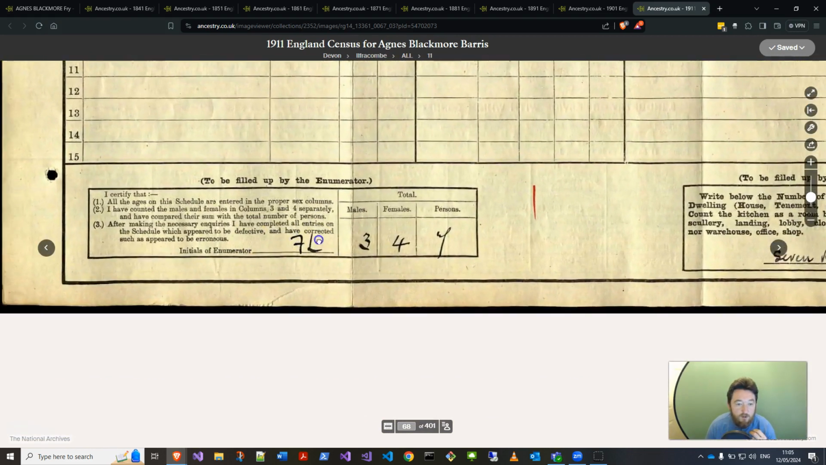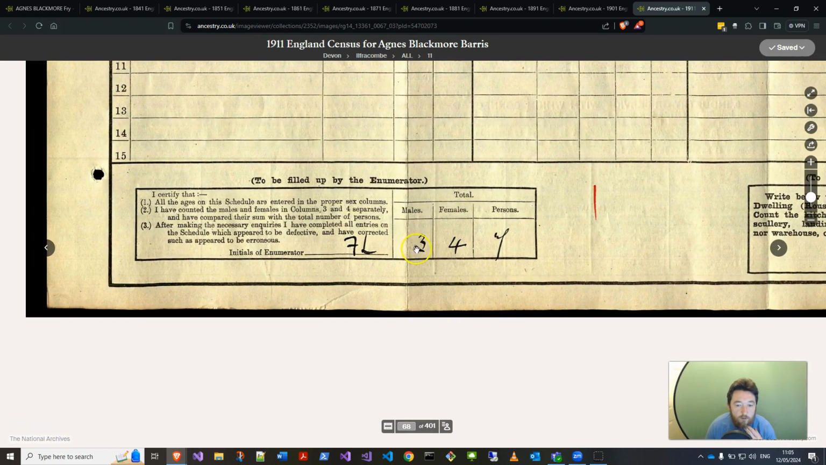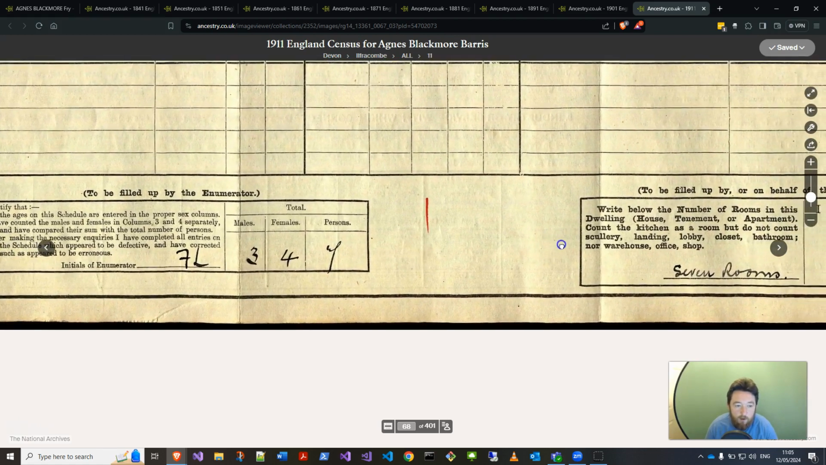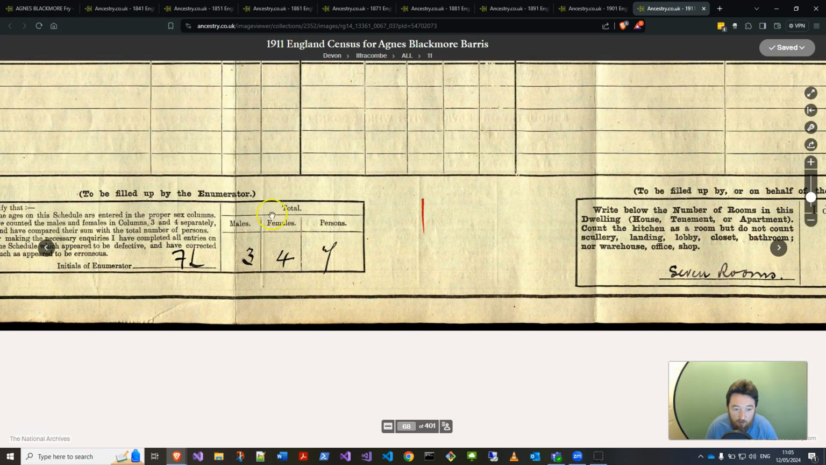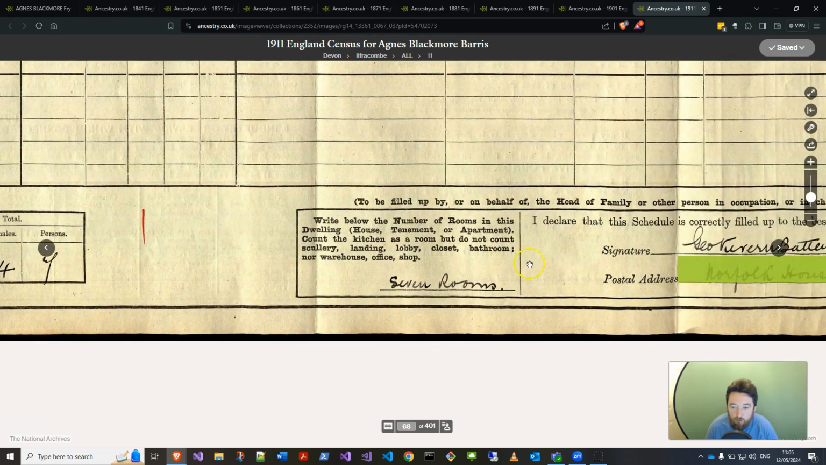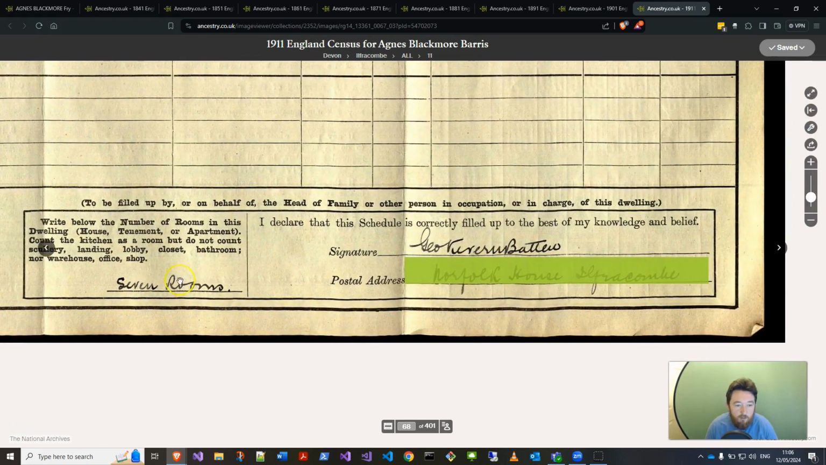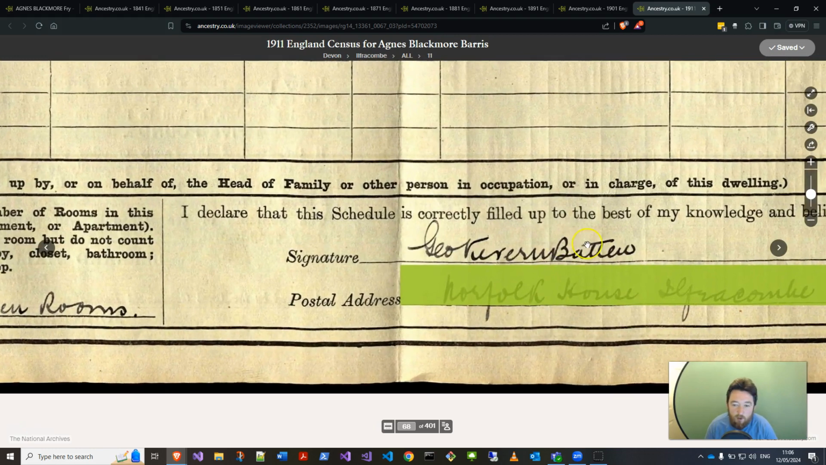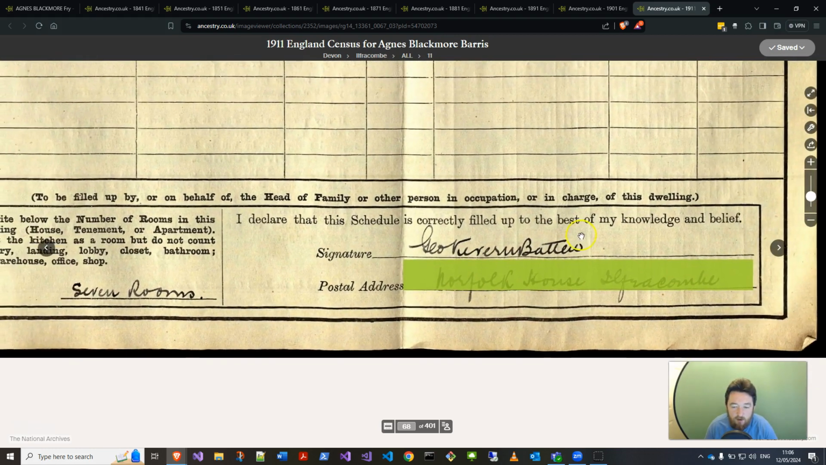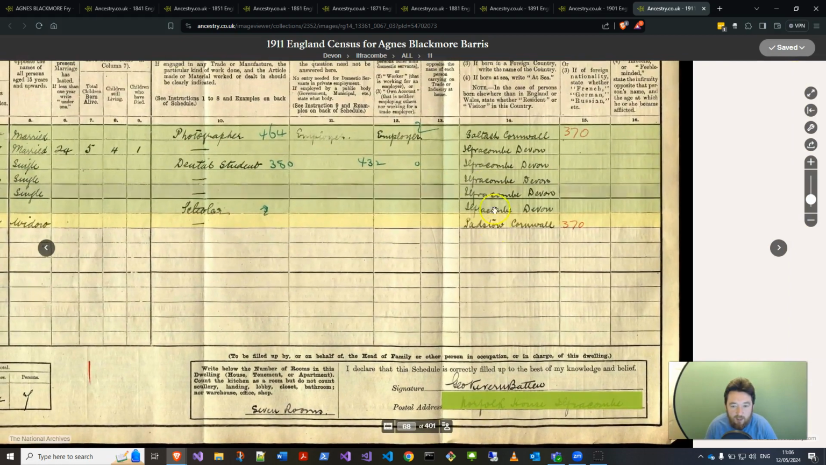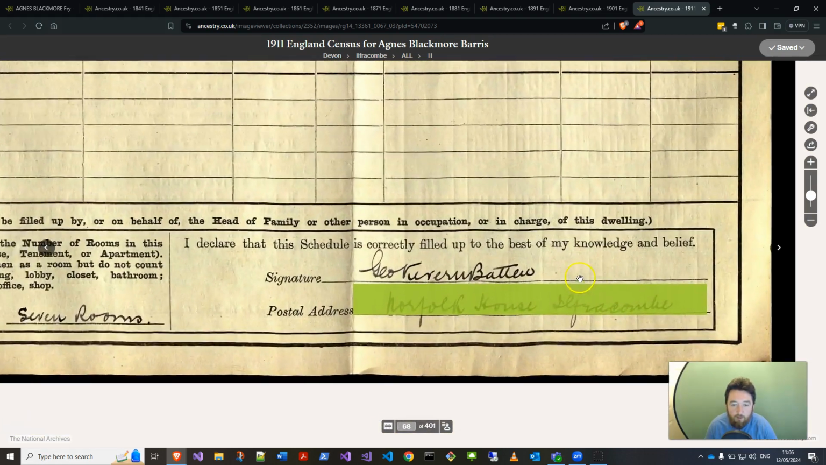Now, if we come down the bottom as well, we've got the numbers of people. It's no big shakes because we've already figured that out, right? 3 males, 4 females. But this is filled in by the enumerator, again, the official person on behalf of the government collating these. And we've got the number of rooms in the house written out in full. Signature. It's always nice to be able to see the signature of someone who's written these, because then you get a real sense that you're reading their writing. So you get to know them that little bit more.